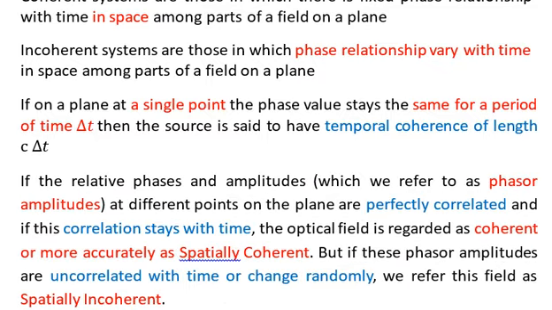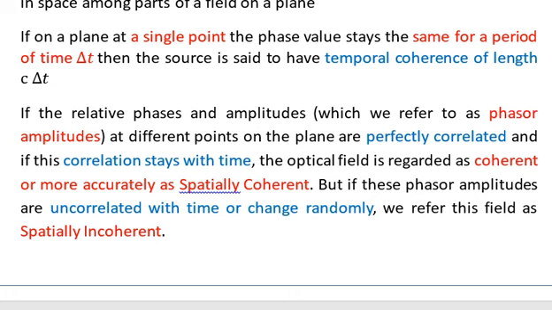If on a plane at a single point the phase value stays the same for a period of time delta t, then the source is said to have temporal coherence of length equal to c delta t. If the relative phases and amplitudes, which we refer to as the phasor amplitudes, at different points on the plane are perfectly correlated, and if this correlation stays with time, the optical field is regarded as coherent, or more accurately as spatially coherent. But if these phasor amplitudes are uncorrelated with time or change randomly, we refer to this field as spatially incoherent. So here we have clearly explained what coherent or spatially coherent and incoherent or spatially incoherent fields are.